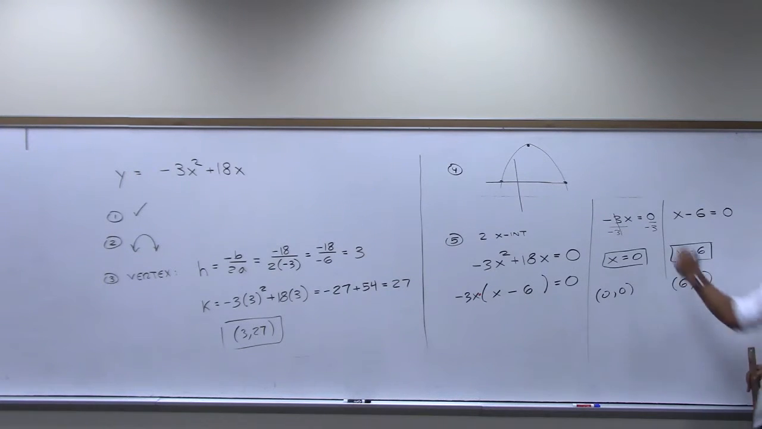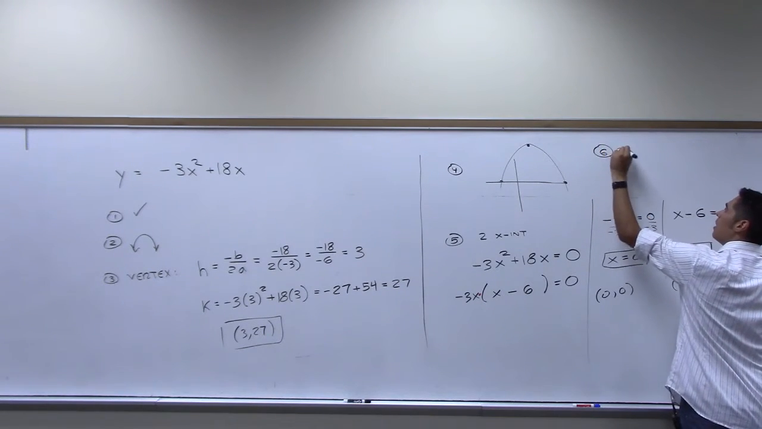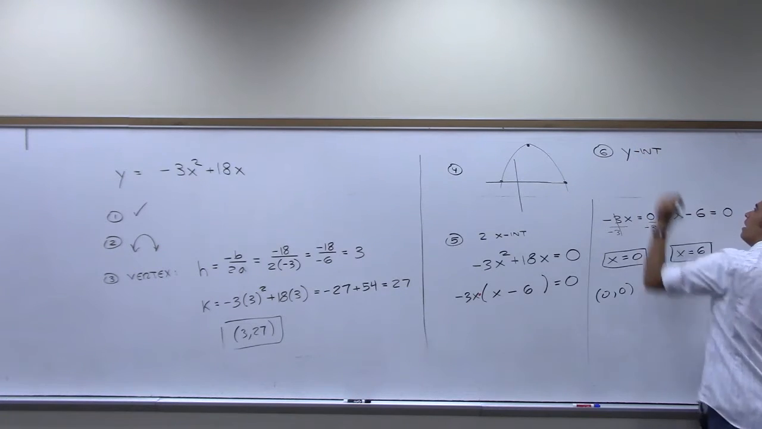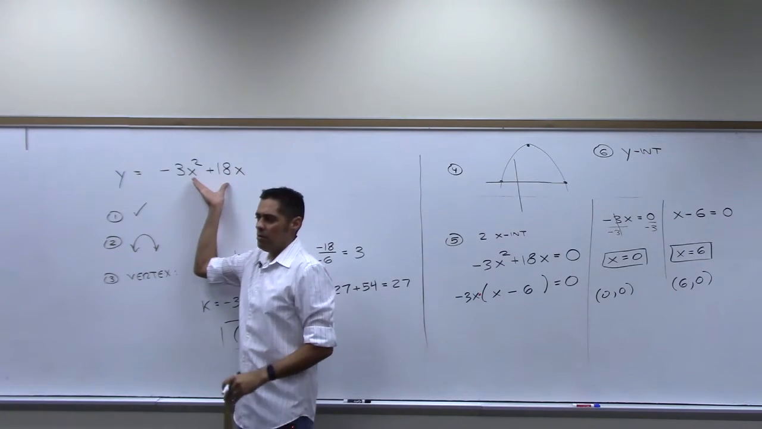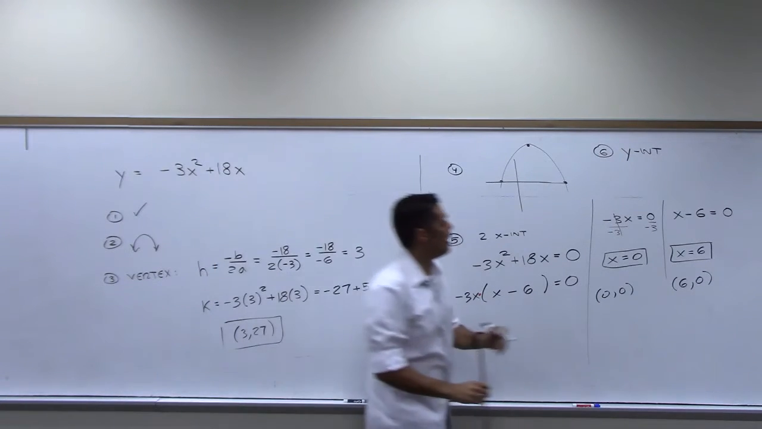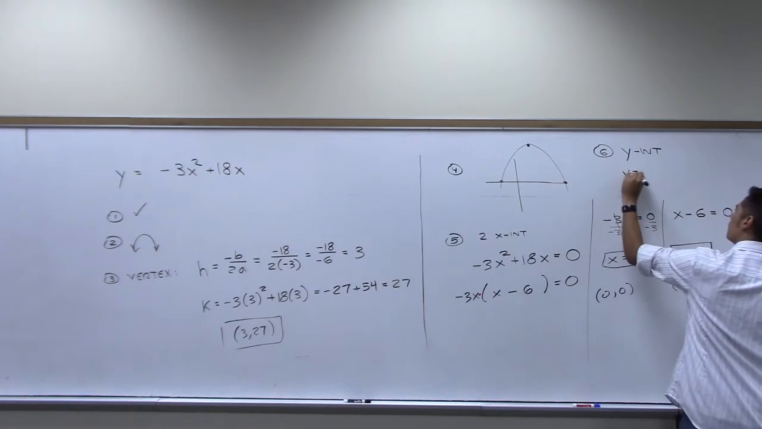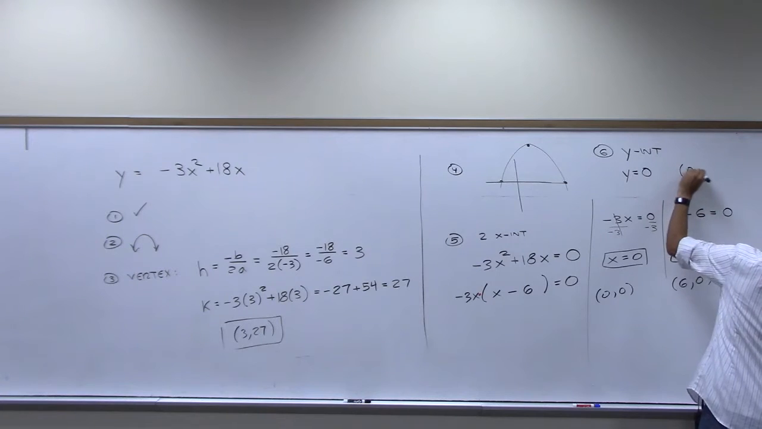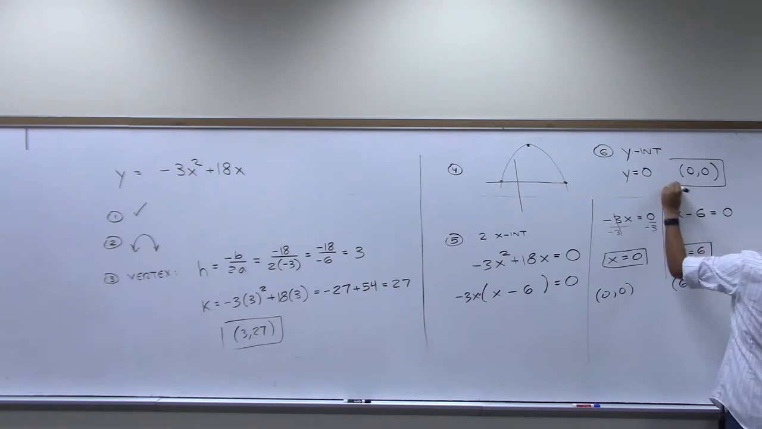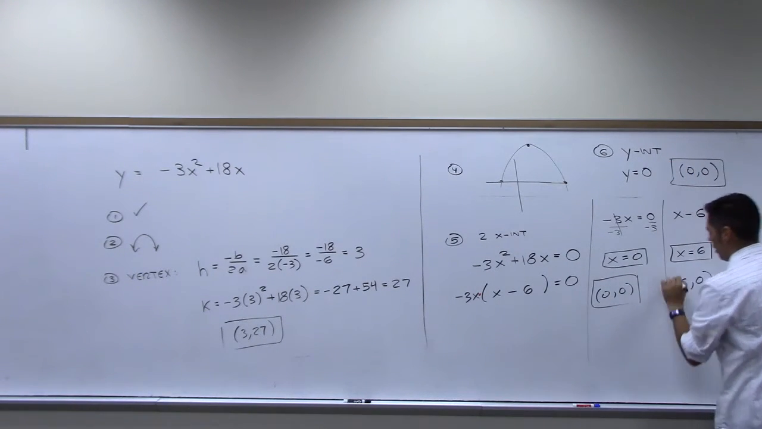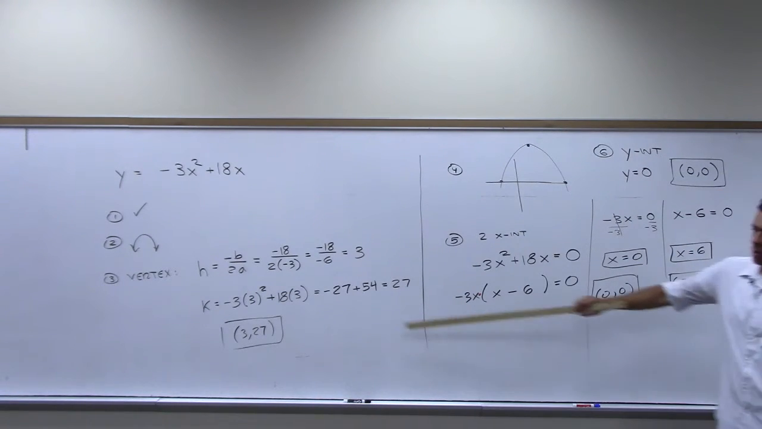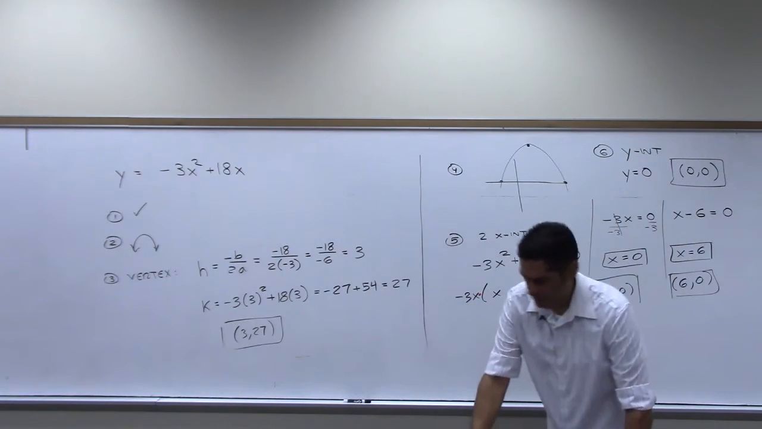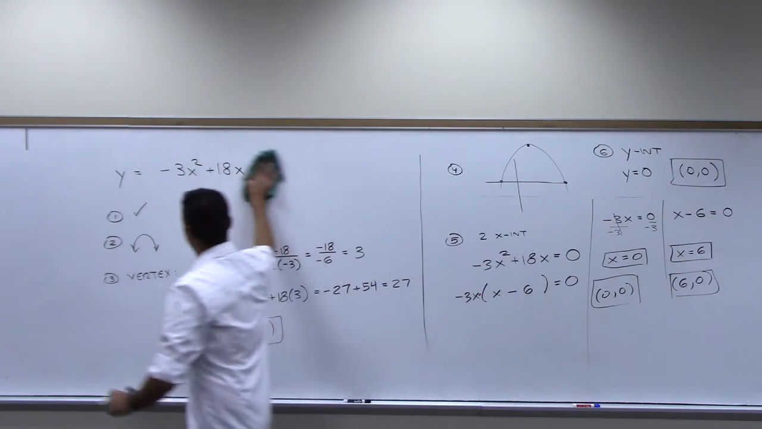Step 6. What's the y-intercept? 0. Yeah, you plug in 0 for x into this, and you just get 0, don't you? So y is 0. So that's the point 0, 0. The x-intercepts are here. This is our y-intercept. There's our vertex. We have everything we need. Sketch time.